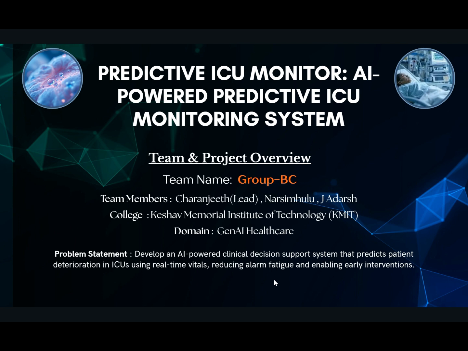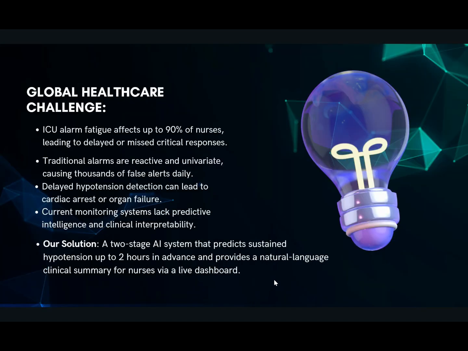So, Predictive ICU Monitor is an AI-powered system designed to enhance patient safety in ICUs by addressing the critical issue of alarm fatigue. In today's ICUs, we rely heavily on vital sign monitors. However, these traditional systems often trigger alarms based on static thresholds for individual signs. This leads to several problems. First, they're reactive. Alarms often sound only after a patient's condition has already significantly declined. They also cannot understand complex patterns, and they produce highly noisy data.